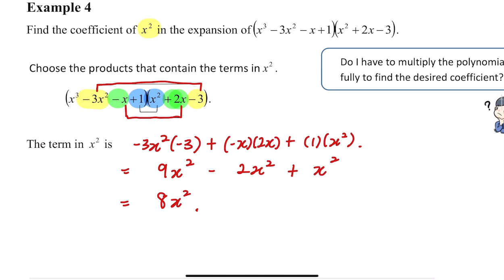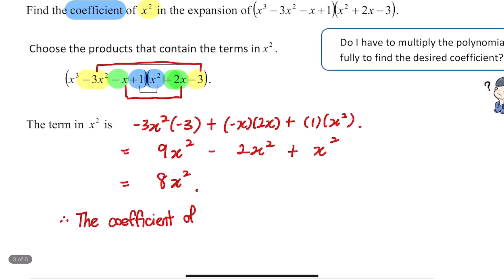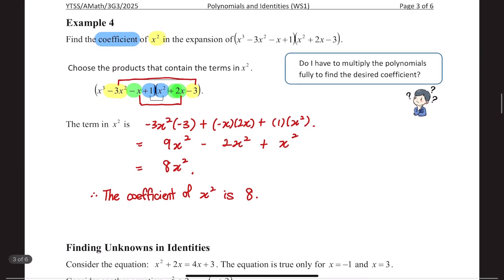Therefore, I haven't answered the question yet. The question says, find the coefficient. If you still remember the definition of coefficient, it is the number multiplied to your variable over here. So, to answer the question, the coefficient of x squared is 8. And that is the answer to example 4.